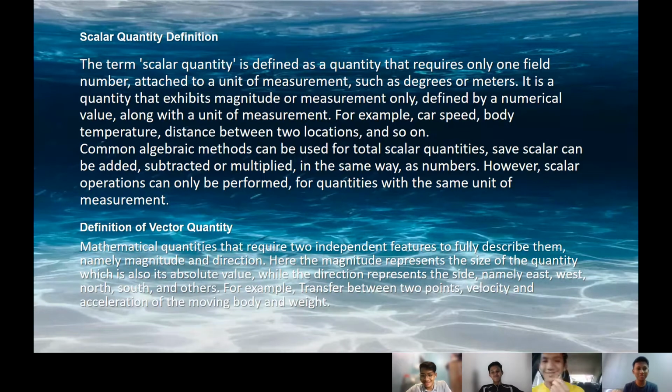For scalar quantity, the definition is a quantity that requires only one number attached to a unit of measurement, such as degree or meter. It is a quantity that provides a magnitude or measurement only, defined by numerical values along with a unit of measurement. For example, car speed, body temperature, distance between two locations, and so on.